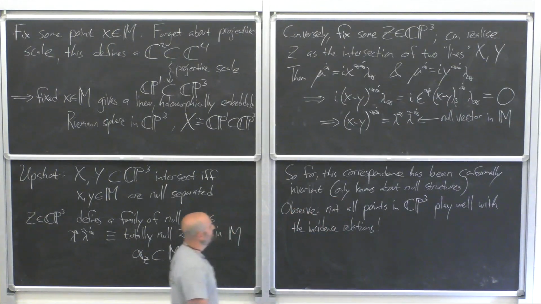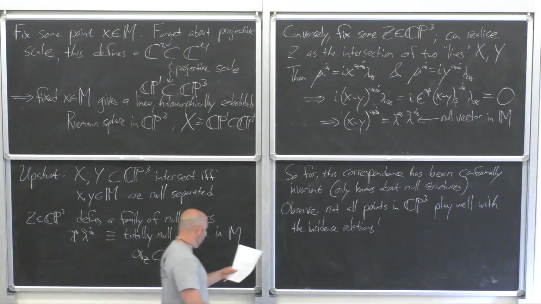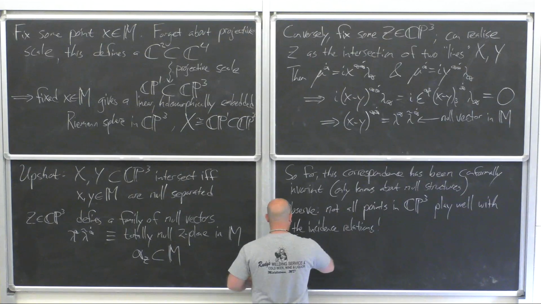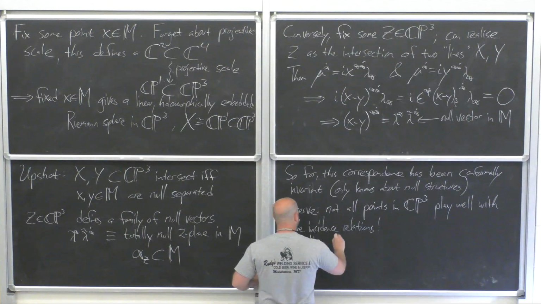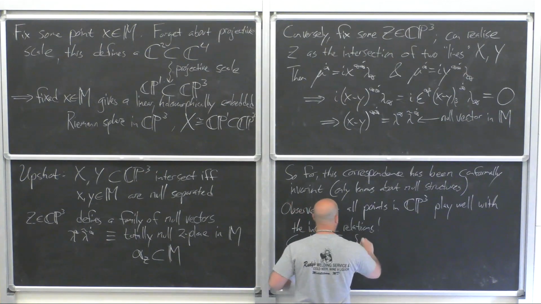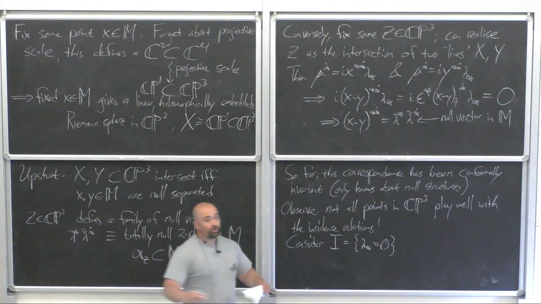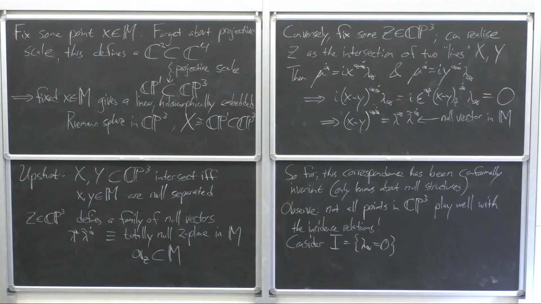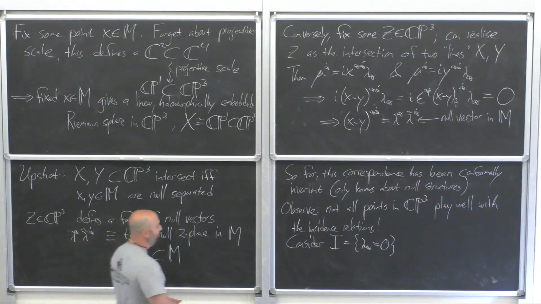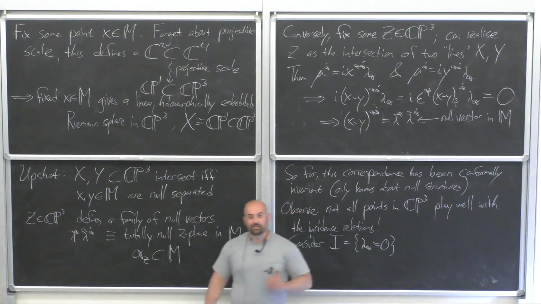So what do I mean by this? Consider the following set. I'm going to call it I. This is going to be the set of all homogeneous coordinates in CP3, all these Z^A, where the last two homogeneous coordinates, lambda alpha, are both simultaneously 0.